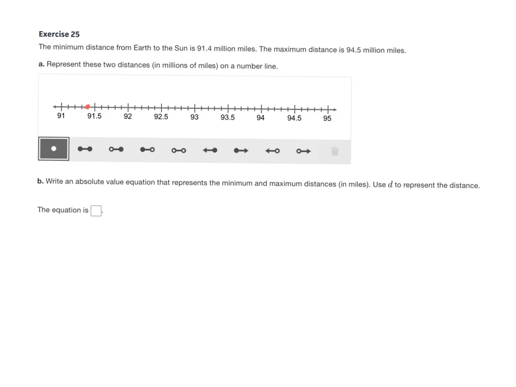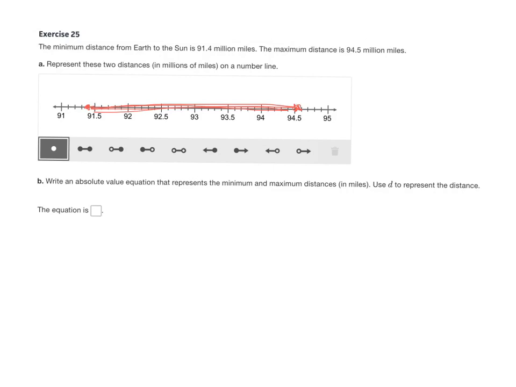All right. Then the maximum distance is 94.5. So that would be right there. And now because this is a range, we would have a line in between them. So between the minimum and the maximum should be closed circles on both ends.